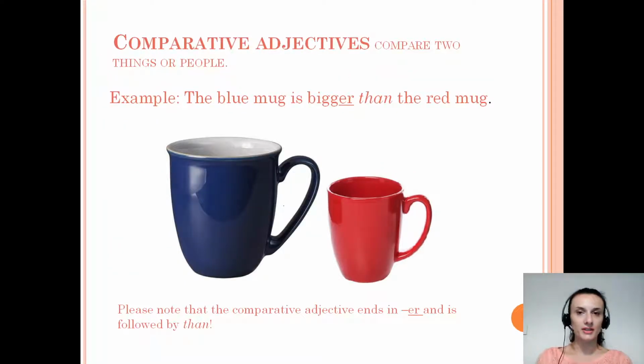Comparative adjectives compare two things or people. For example, the blue mug is bigger than the red mug. Please note that the comparative adjective ends in er and is followed by than.